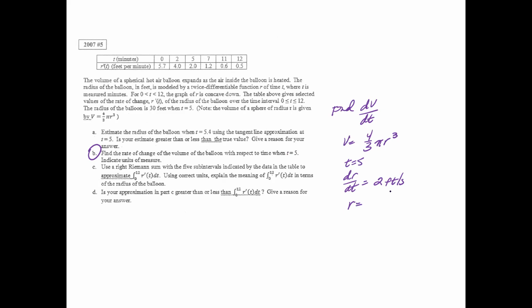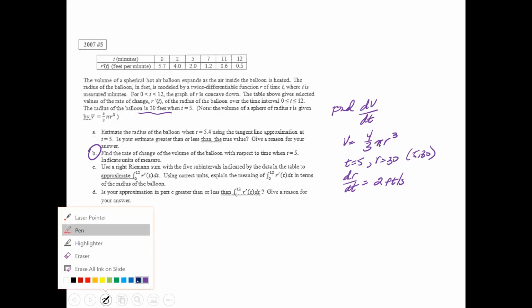And your radius when it is at 2 feet per second. I'm sorry, when t equals 5, the radius is 30. So (5, 30) is the point that you're given. All right, well, let's go ahead and take a look at this then.